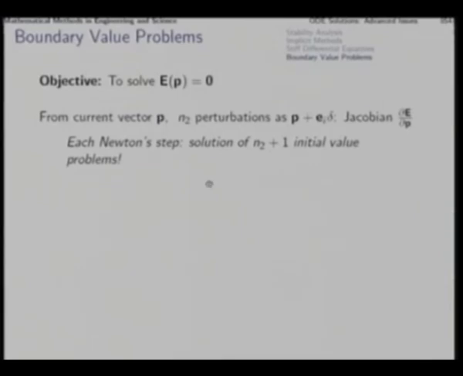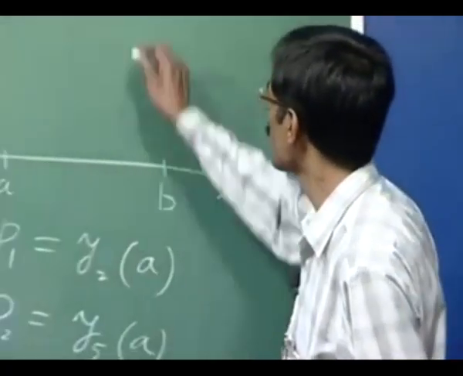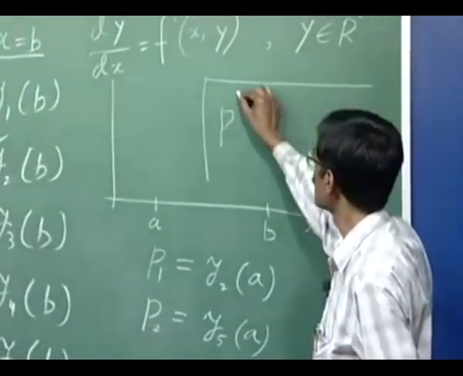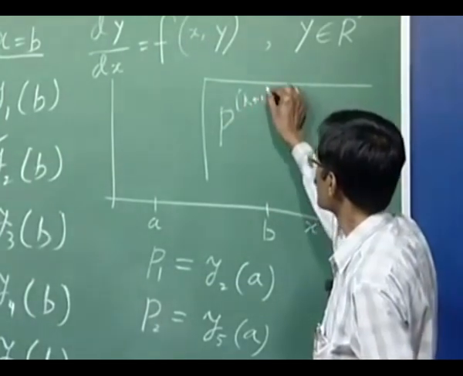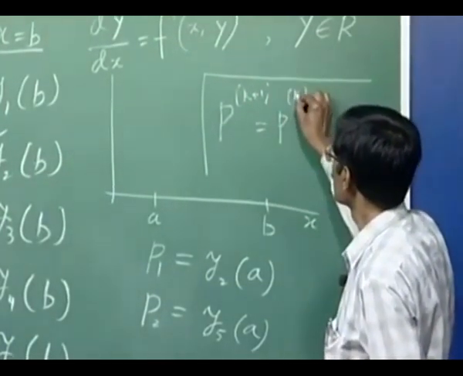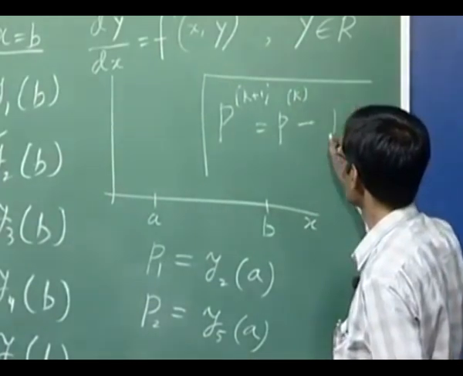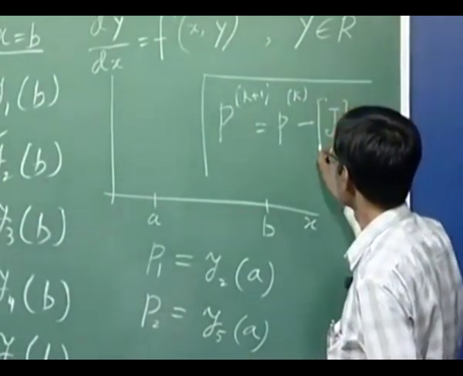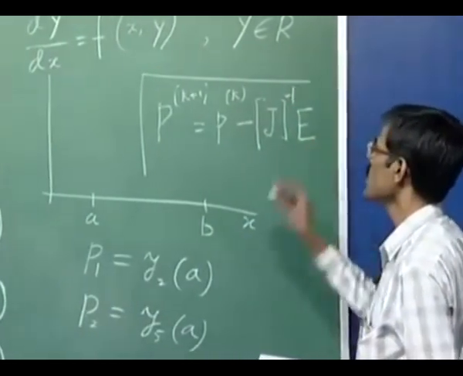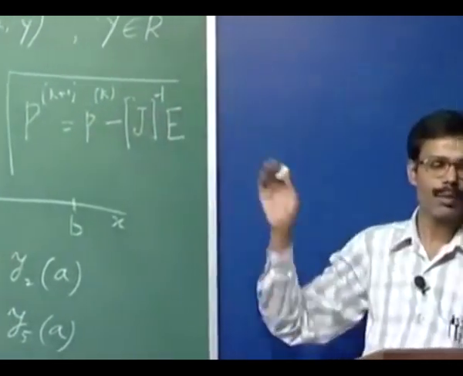After that, we can execute one Newton-Raphson iteration, which is next p is equal to current p minus that Jacobian inverse into current error, right. So, this is the typical Newton step for this problem.